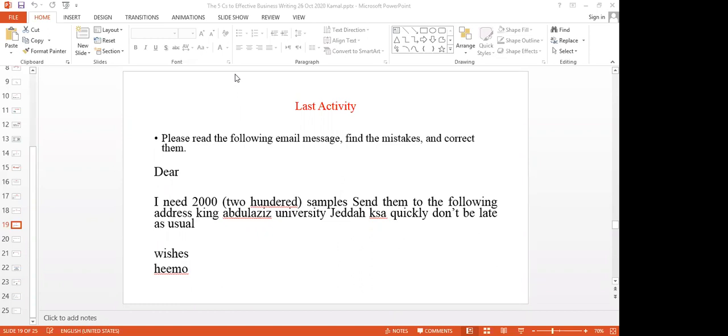And if you look at the next, King Abdulaziz University, no capitalization, no commas before Jeddah and after Jeddah. KSA, small, not capital. Excellent. Samples of what? Wishes, no capitalization, no punctuation. It's not very polite, not very nice. So this is unacceptable, ladies and gentlemen, because it has none of the 5 C's.